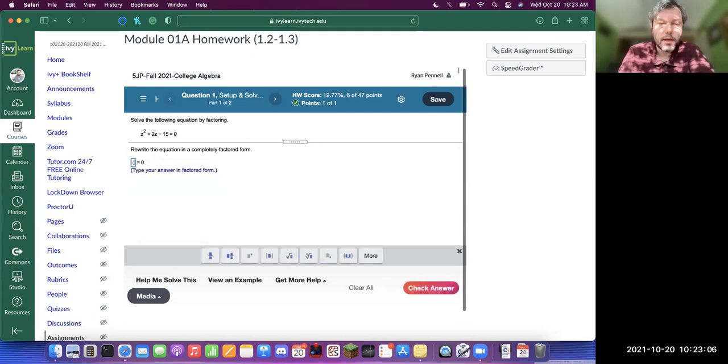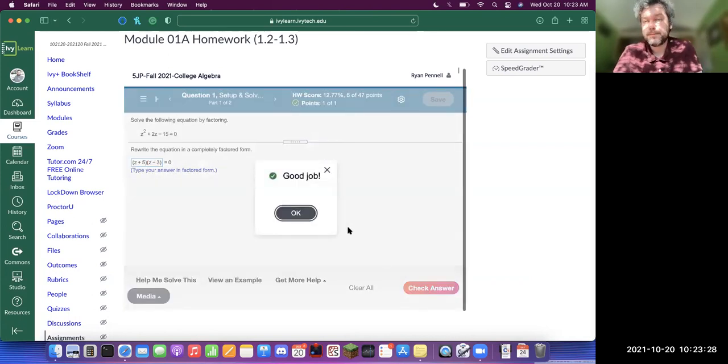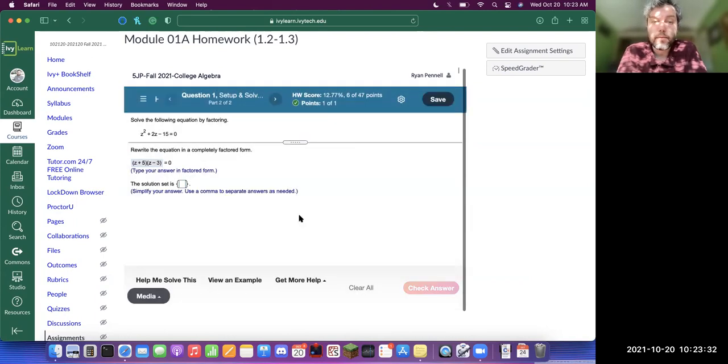So I will enter that in. That would be z minus, nope, z plus 5, z minus 3. Again, those numbers add to positive 2 and multiply to negative 15. So I think this would work. I'll click check answer, and it says good job. So that is what you were supposed to do for that problem.